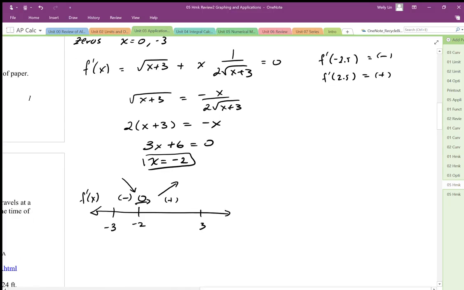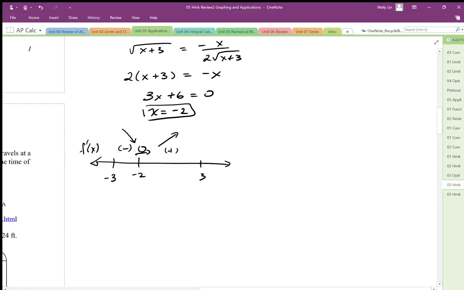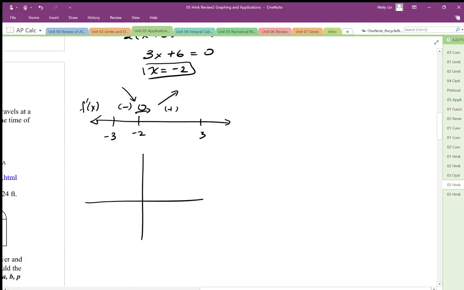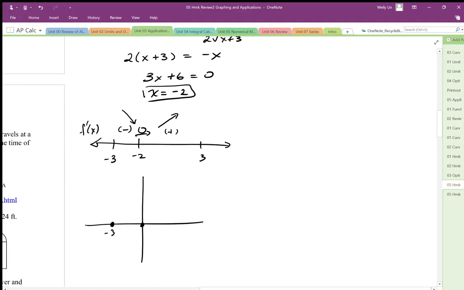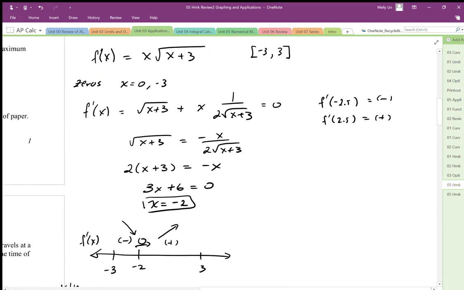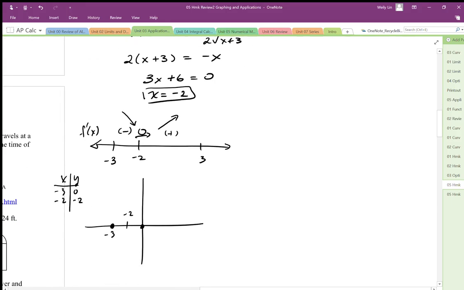Now, if I were to graph this, the graph's going to look like this. I've got a couple points here. I've got zeros at negative 3 and 0. I know I have a point at negative 2. So I'm going to put my xy: negative 3, 0, and negative 2. When I plug negative 2 into this equation, I get y equals negative 2. That's going to be a local min.